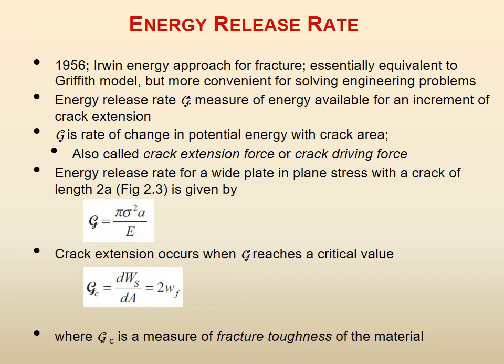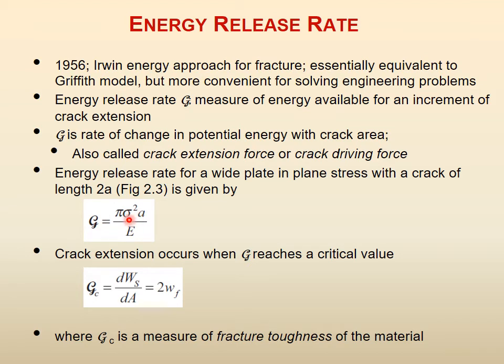So the stress intensity K1 keeps on changing until it reaches a critical value. Once it reaches a critical value, it becomes K1C, and then very quickly failure will happen. So similarly, this is the equation for G, the energy release rate at any given stress and crack.